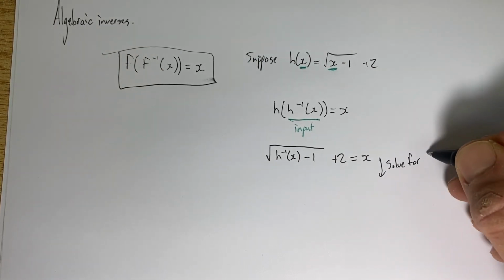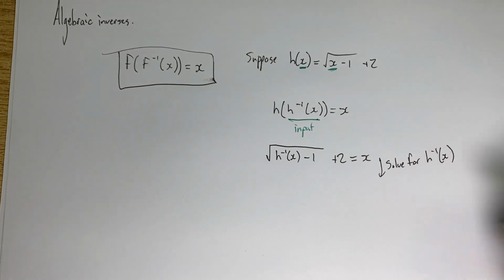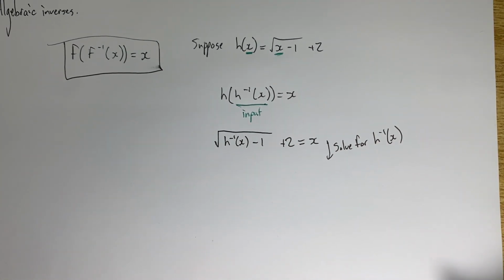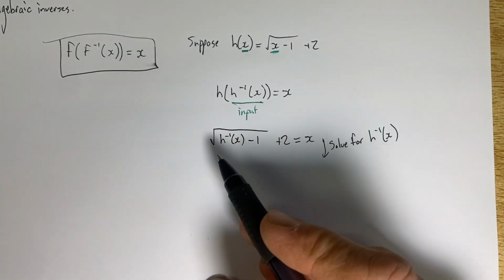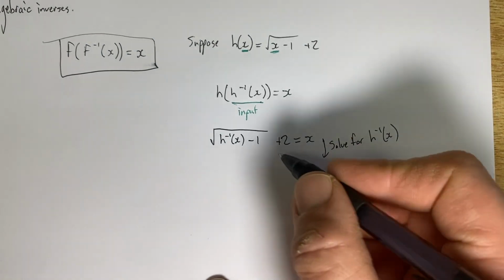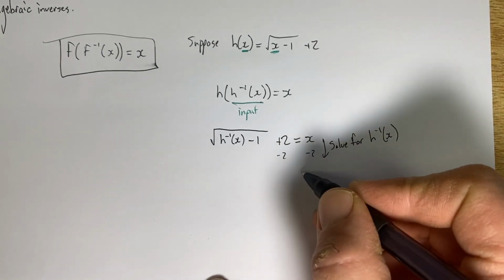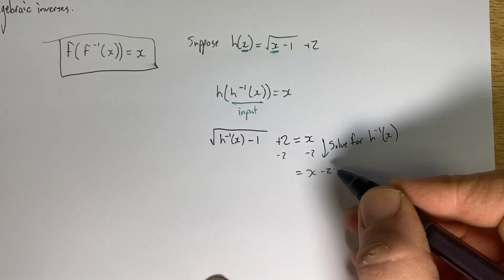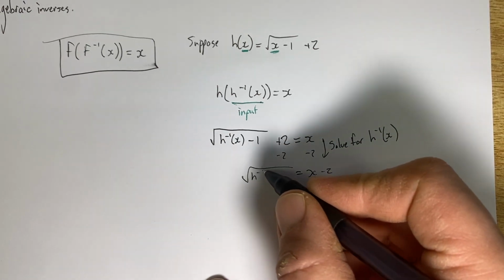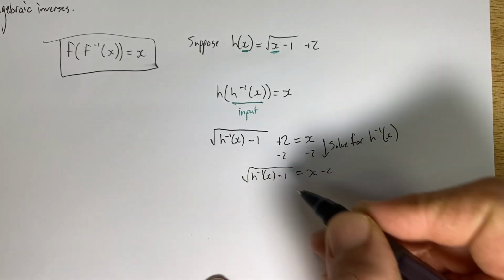Now my goal from here is to solve for h inverse. So h inverse is just a function, and I'm trying to get it alone. So I'm going to remove all the pieces from it. My first piece is I'm going to subtract 2, and what I do to one side, I have to do to both. So I have x minus 2 is the square root of h inverse of x minus 1.